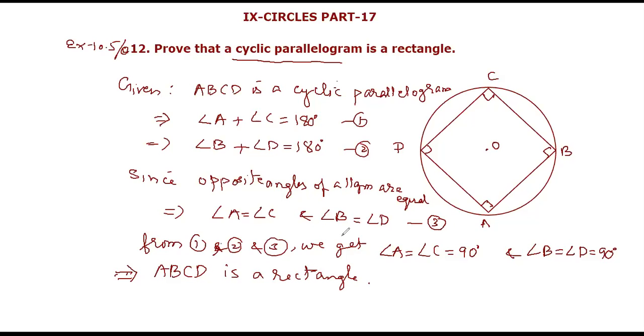That means every cyclic parallelogram, if you try to draw a cyclic parallelogram, it will be a rectangle. Always it will be a rectangle. So this is proved.